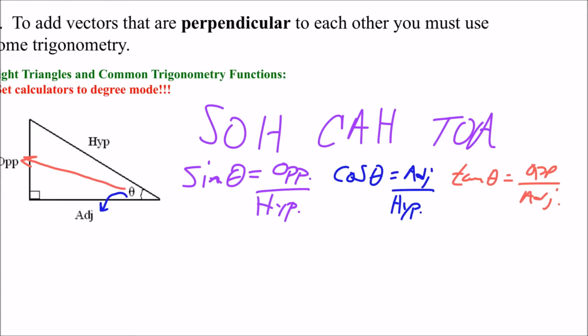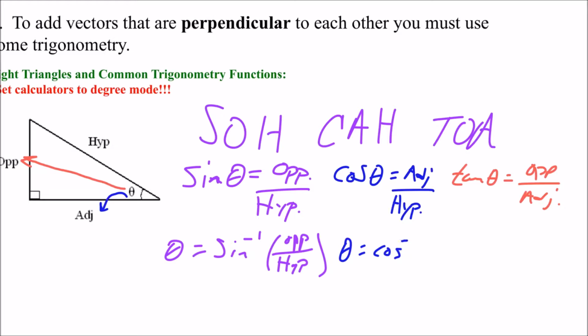That means that theta is equal to the inverse sine of the opposite over the hypotenuse. Theta is equal to the inverse cosine of the adjacent side over the hypotenuse. And theta is equal to the inverse tangent of the opposite over the adjacent side. Okay, so the inverse of these trigonometric functions gives you your angle. The normal trigonometric functions give you sides. So please make sure that you know that.